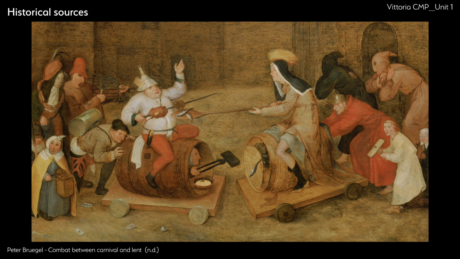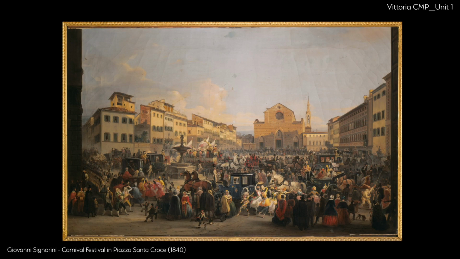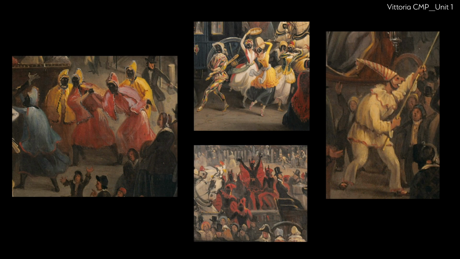For example, this painting from the Renaissance times uses allegorical representation to portray the opposition between Carnival, on the left with peasants, and Christian Lent, on the right with nuns and priests. This painting, which is more recent as it was done in the 19th century by Giovanni Signorini, depicts a traditional Italian piazza during Carnival.